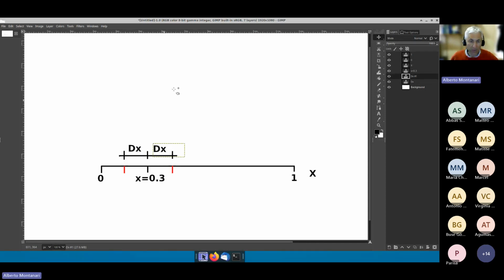Good. And then I can count the number of times my random variable falls here. Okay, so I can estimate, I can count here the number of times, and let me write it here.